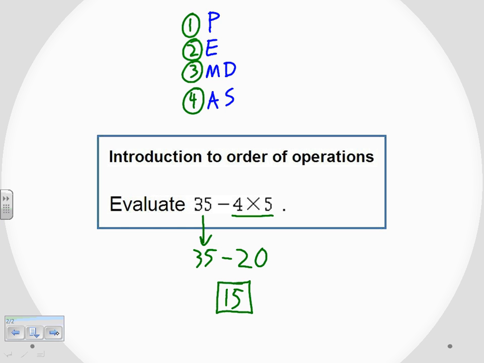The reason order of operations is important is that if I had done these two things in the other order, if I had done the subtraction first and then the multiplication, I would get a completely different answer. And we can't have people getting completely different answers for the same question. So order of operations is kind of a gentleman's agreement as far as the order in which we're going to do things. And once we did the multiplication, we were only left with the subtraction.